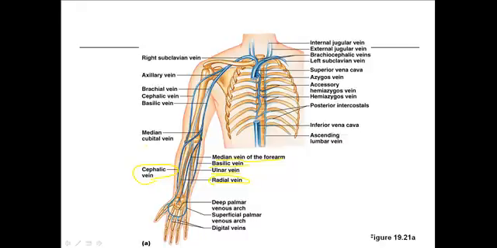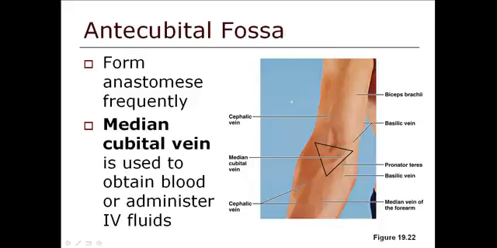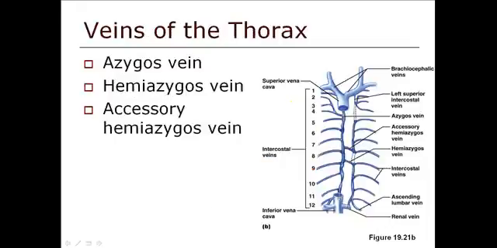Okay? Then the median cubital, remember this is the cubital fossa. So then you have the cephalic vein on the lateral side right here, and the basilic vein on the medial side right here. Then the axillary, and then you know those. The antecubital is right there. That's where they take blood.